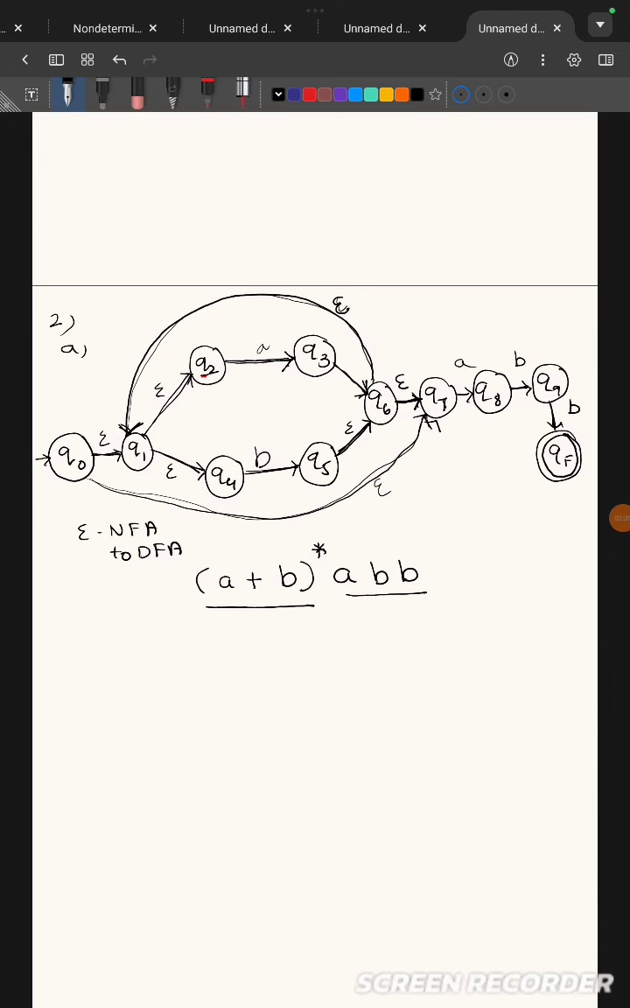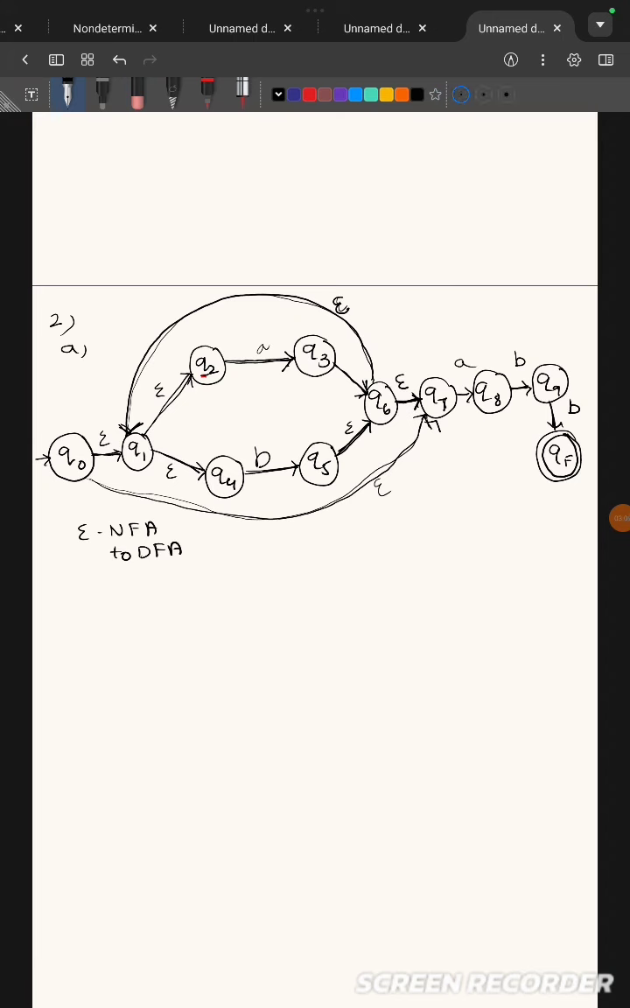Now we have to convert this epsilon NFA to DFA. See, I just explained this regular expression for your basic understanding, what this finite automata is accepting. For conversion from epsilon NFA to DFA, this step is not necessary. Suppose tomorrow if they are giving you the epsilon NFA and they are asking you to write the regular expression, then you must know how we are doing this one.